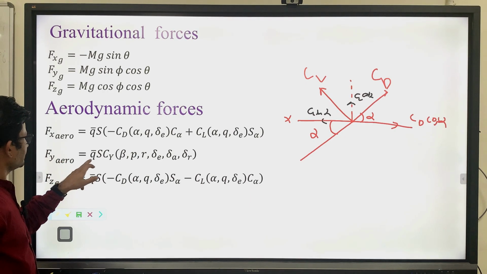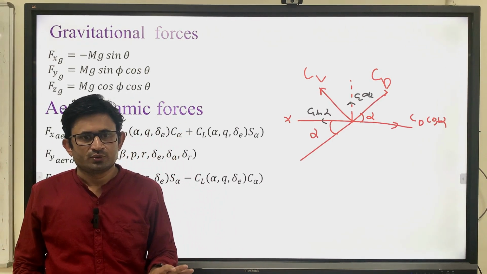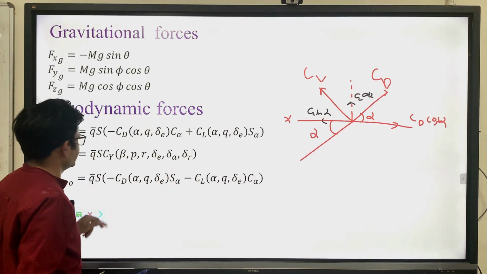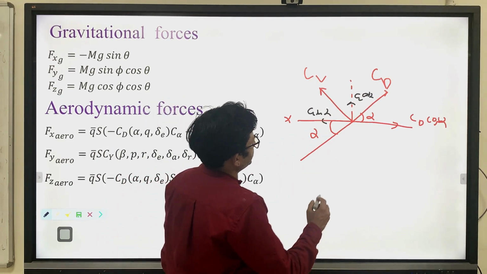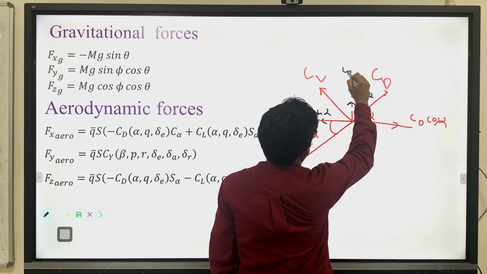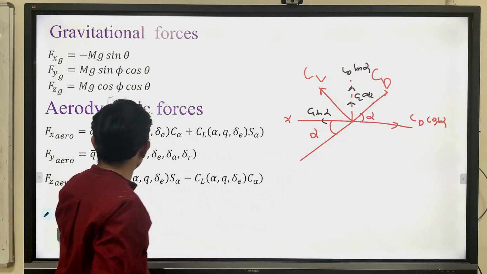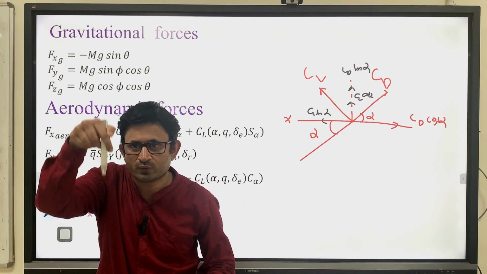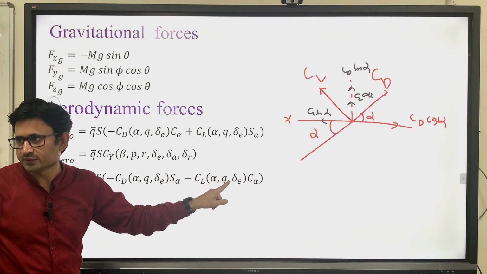Similarly, Fy is half rho V squared S Cy, and there is no problem in Cy because no wind frame is involved, no wind I have taken, so Cy you can directly write. And similarly, when you take the Z component, it will be CD sin alpha plus CL cos alpha, but both signs are negative, right? Why? Because I have considered downward Z as positive, but this force is going upward, so I have multiplied by minus on both sides. Clear to you guys, right?